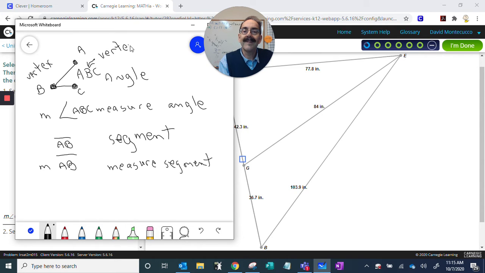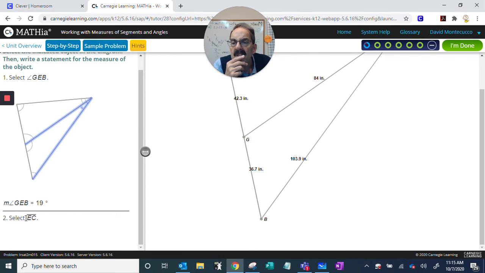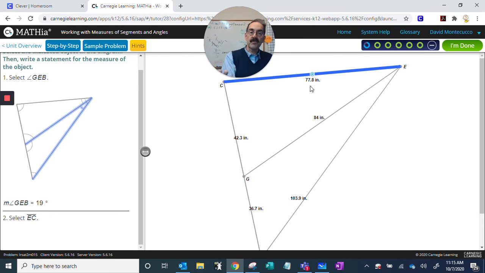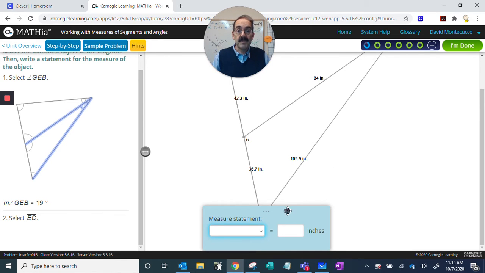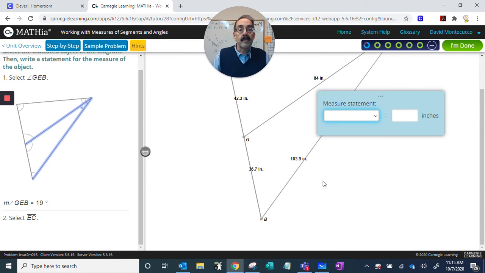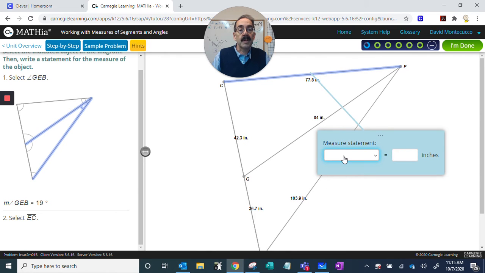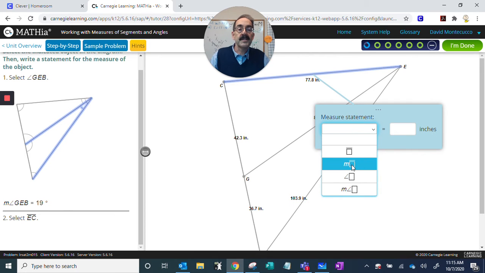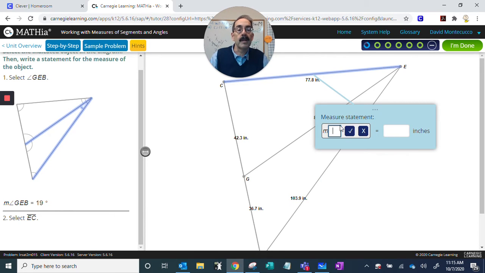All right, so let's try the next problem, see how we do. Scroll down over here, select EC. Now that stands for segment EC. So scroll up, EC. Bingo. Search for it, click on it. There's lots of things you can click on, so it can get kind of confusing, especially if the mouse isn't working right. Okay, measure statement, measure of a segment. Remember, you can move this around to make it easier for you. The measure has an M, so not just segment, but measure of a segment. And then we're going to put capital EC or CE.